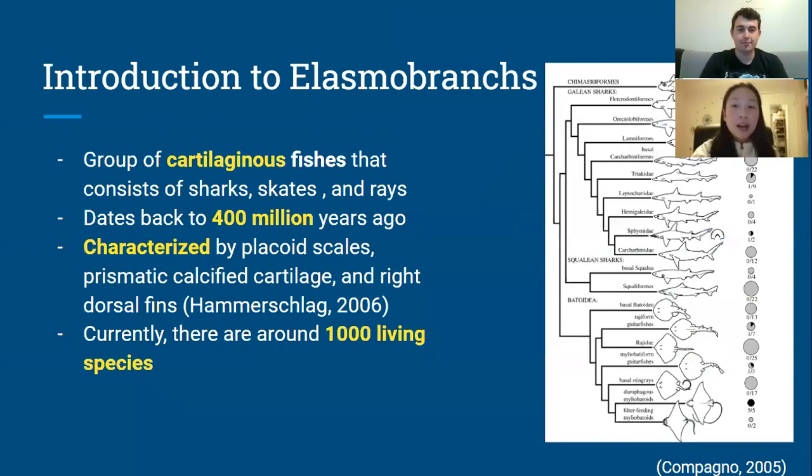So first, we're going to introduce you to elasmobranchs. So they're a cool group of cartilaginous fishes that consists of sharks, skates, and rays. You can find them all the way back to 400 million years ago, and they're characterized by placoid scales and right dorsal fins. As of right now, there are about 1,000 living species, as you can see on the diagram on the right.